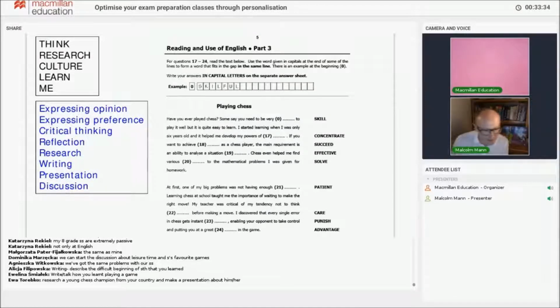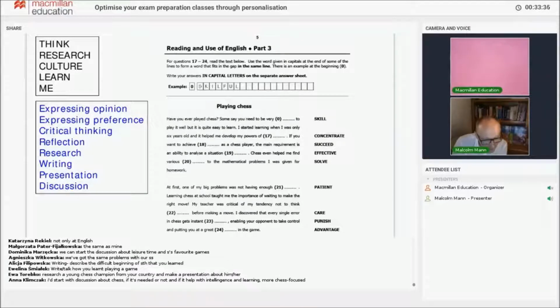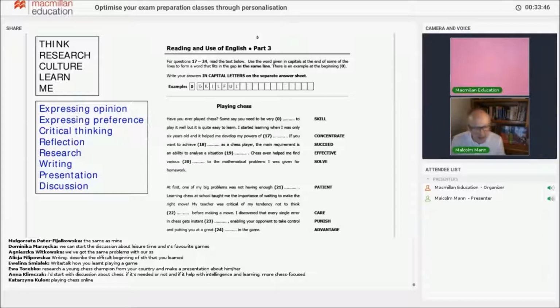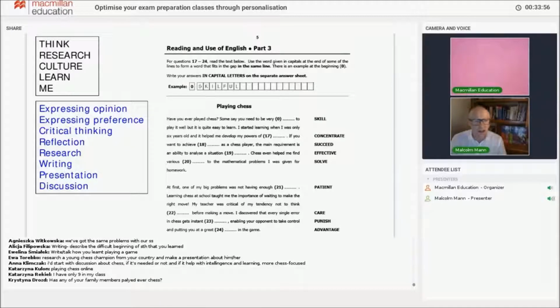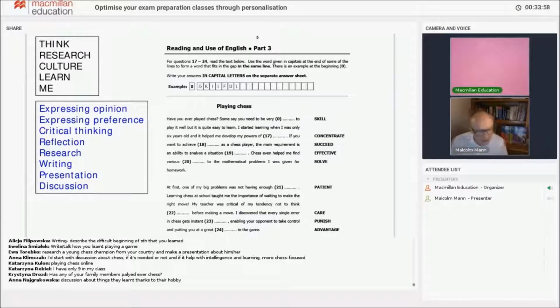I don't know how to pronounce your name. Sorry, my Polish is dreadful. Is that Alicia? Writing, describe the difficult beginning of something that you learned. Does that tie into playing chess? I suppose it does, because of learning chess, learning the rules of chess. Right, talk about how you learned playing a game. Yes, excellent. Research a young chess champion from your country and make a presentation about him or her. Brilliant. That would be research, and that would also be culture, wouldn't it? I think that's a brilliant combination of the two.